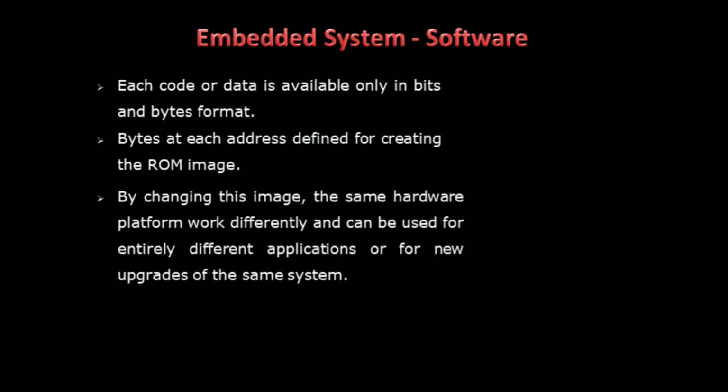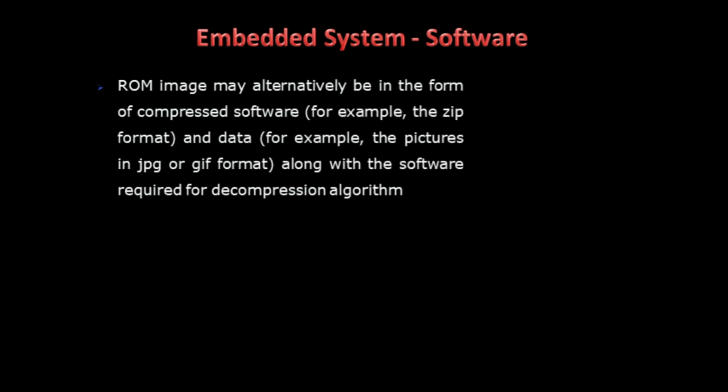By changing this image, the same hardware can be used for multiple applications. We can use different applications and upgrade our system to a new system by simply changing the ROM image, while the same hardware components are used for the different applications. The programs stored in ROM may also be in compressed form. If stored in compressed form, we also need a decompression algorithm for decompressing the programs and data.